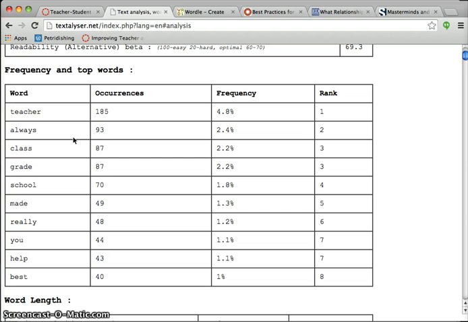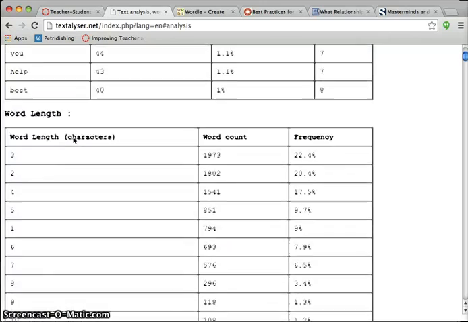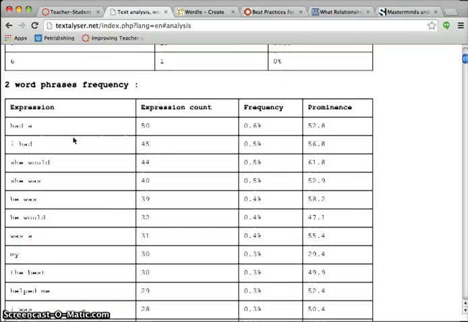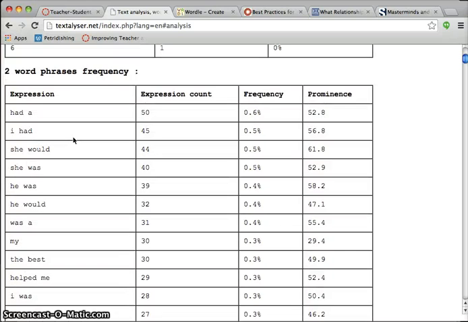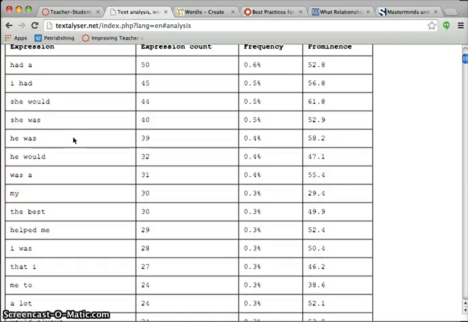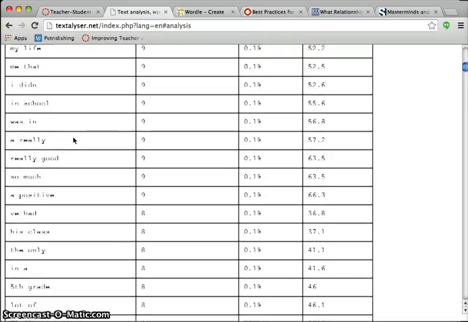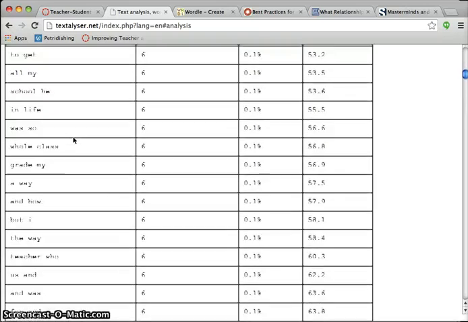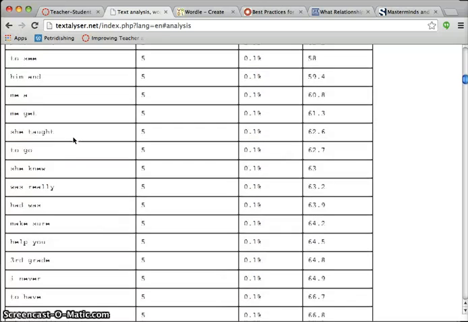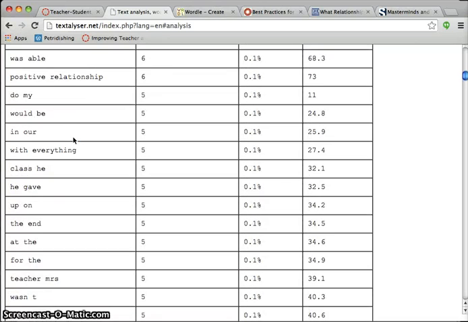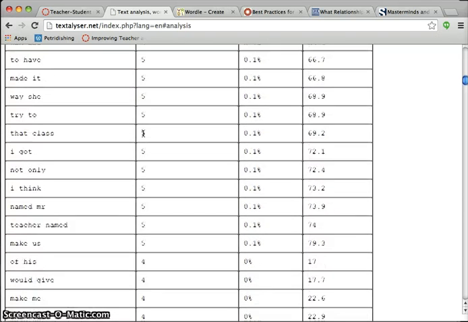So if I want to know a teacher that was always positive, I might do a search for those keywords and look for always. And as you scroll down, it gives you more and more information, like two-word phrases and three-word phrases come up here. And then the real interesting things are when you get down to three. Like here's one where it says positive relationship. That's used 6 times. So you could just search for that and then it would pop up.